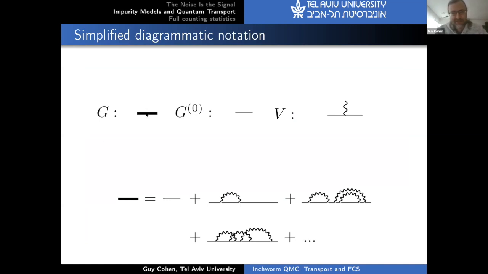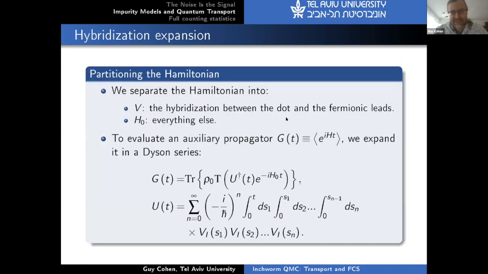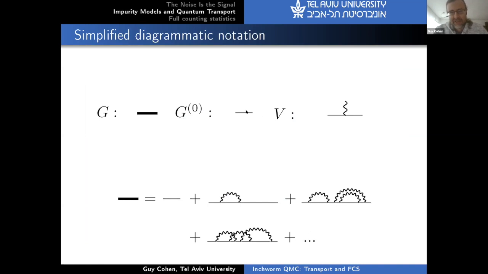And you have this full line, which is the full propagator. I really hope you can see my mouse. So this is something like e^{-iHt} averaged over the bath. You have this bare line, which is an analytically calculated thing. In this case, it's the decoupled problem. And you have a vertex, which in this case is an event where an electron is traveling between your dot and your leads.